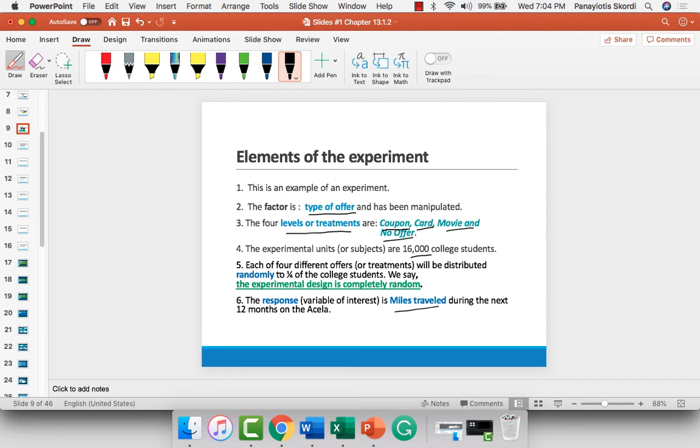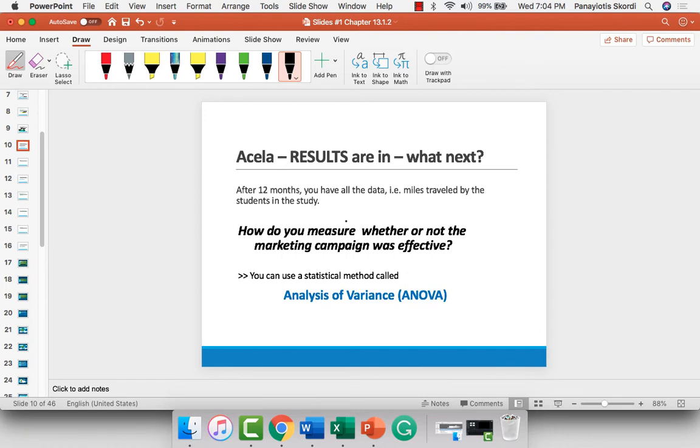And we always have to distribute the offers randomly to make sure that we don't, for example, give all the Netflix movies to males and all the 10% off coupons to females, because that could influence the experiment. That's why we want it to be random.